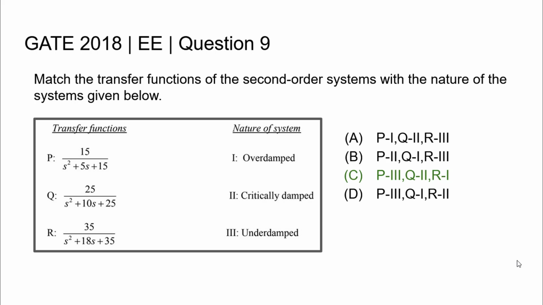Looking back at the options, we find that the correct option is option C, that is system P is underdamped, system Q is critically damped, and system R is overdamped.